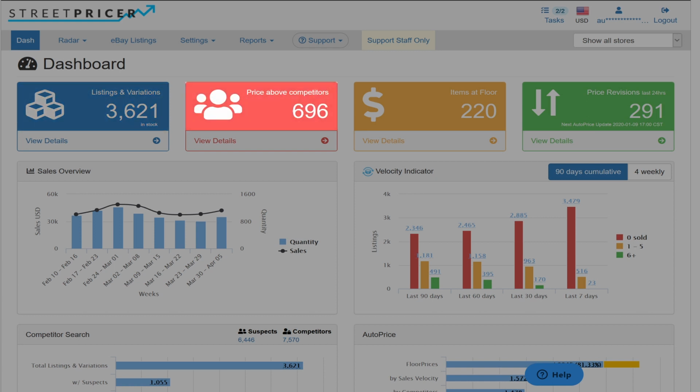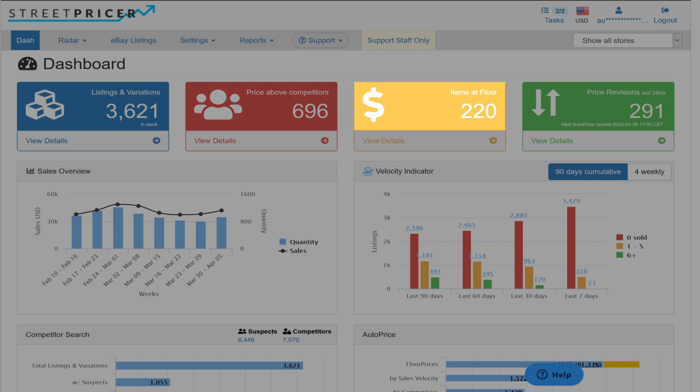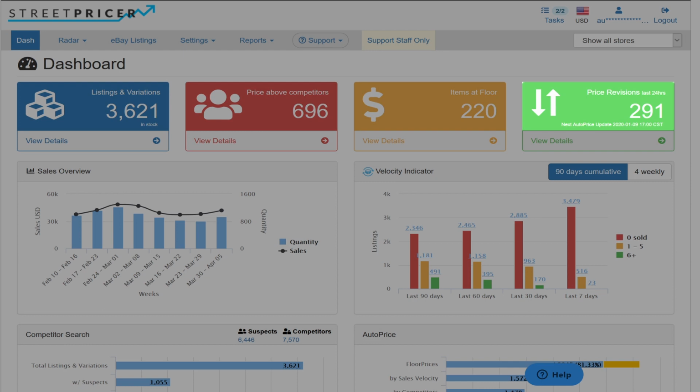Then, over here, we have the number of items that you are currently priced above competitors, which means someone out there is cheaper than yours. There are several reasons why that may be the case. For example, a conscious decision to not be the cheapest, or if you're only using StreetPricer as a passive price monitoring tool without auto pricing. Next, we have the items at floor, which is the number of items that are at floor prices, therefore they can't go any lower. At the far right is the number of price revisions in the last 24 hours.